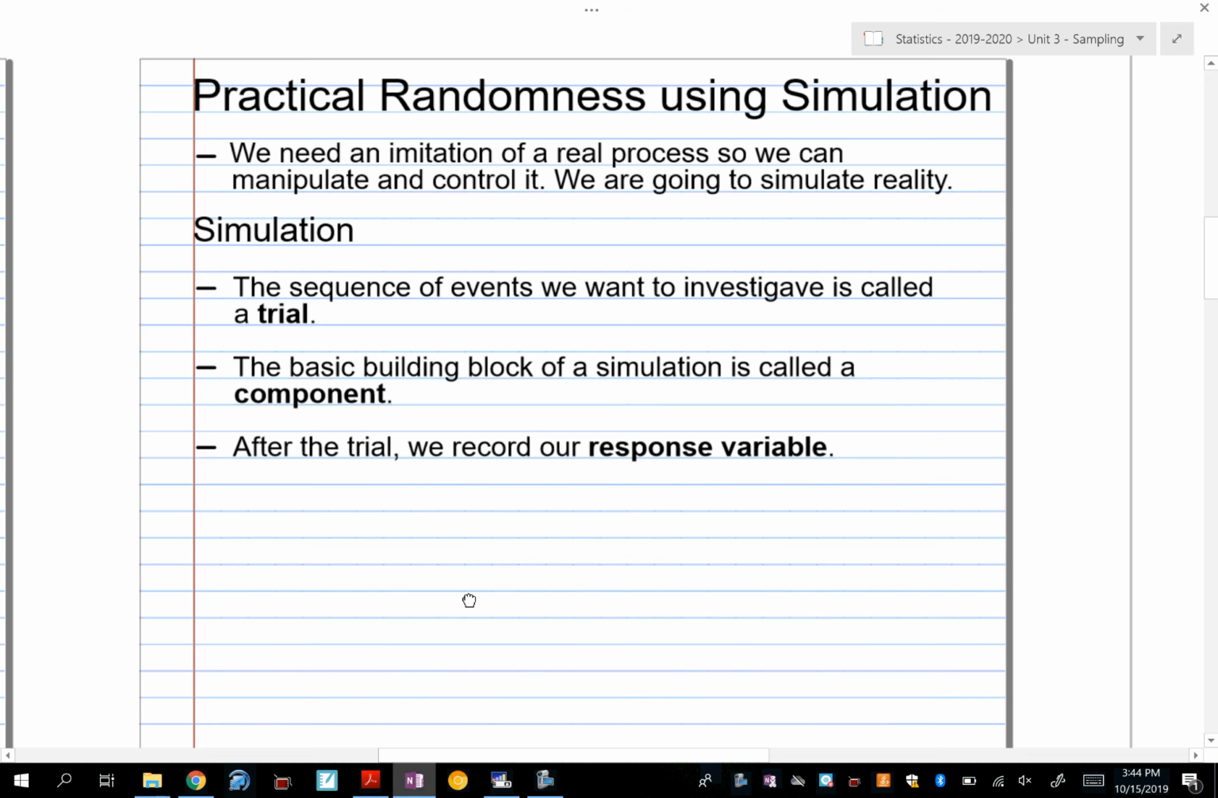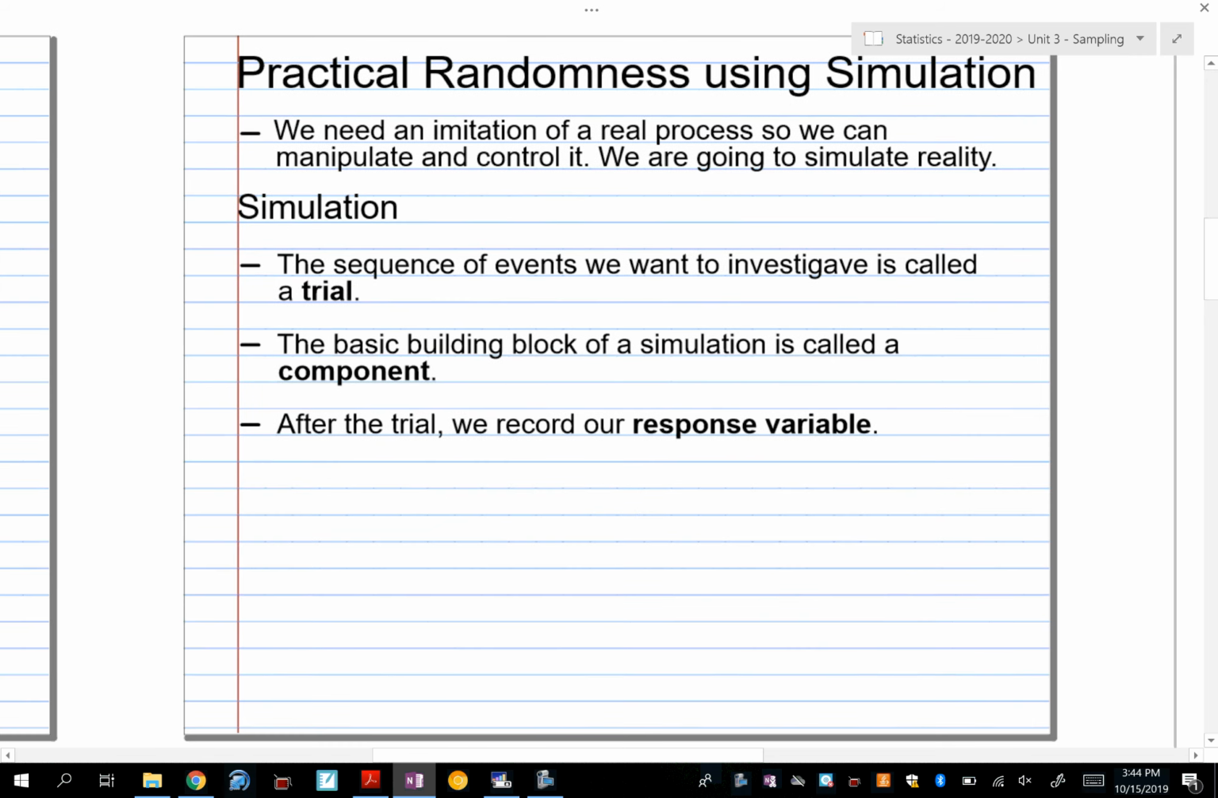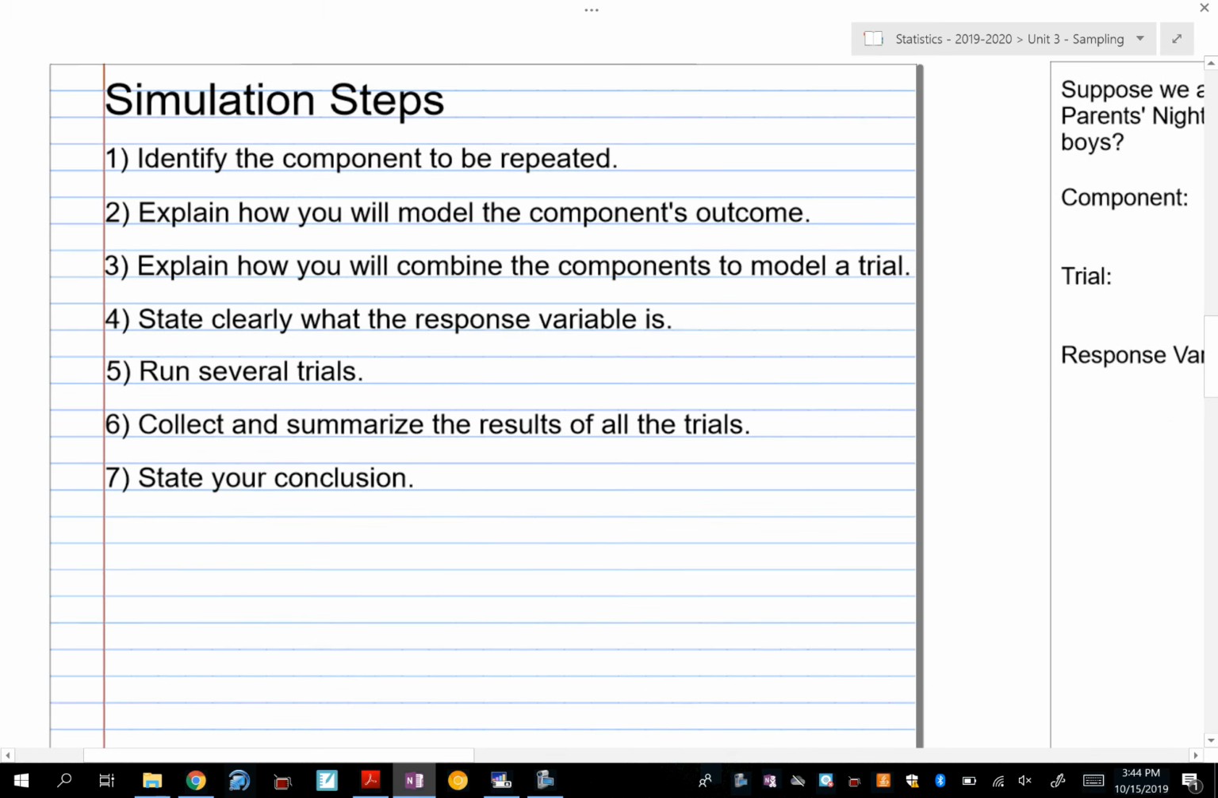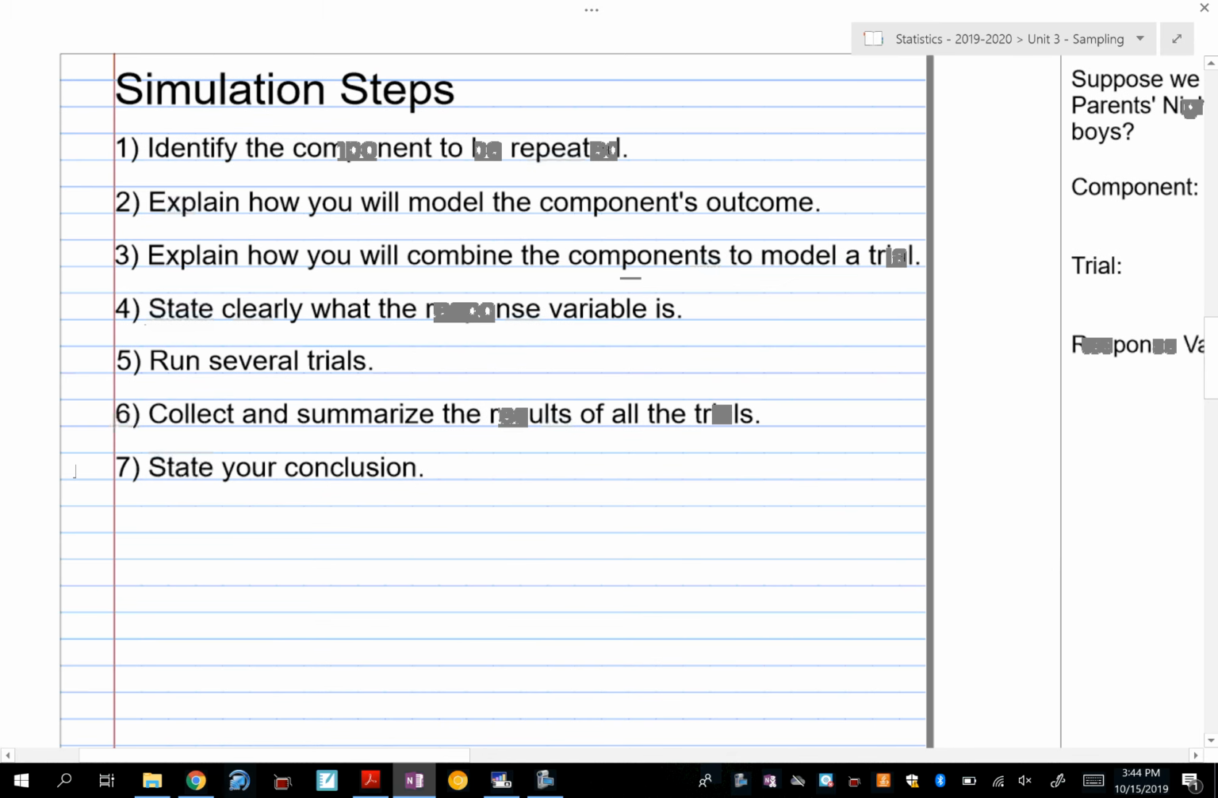Okay, one more slide, and I'm pretty sure I don't have you writing anything for just a lecture. The last slide talks about the steps that you need to take in order to run a simulation. If you take a look at those, I think it's 7 steps. There it is. We're going to do this together with an example where we go through all of this, a pretty straightforward example. So let's go ahead and pause here.